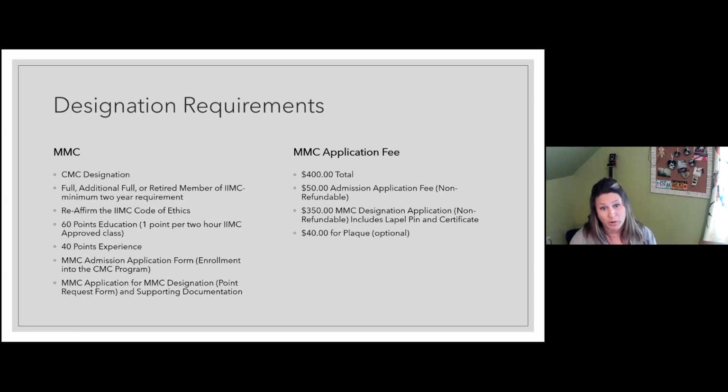All of your education points with your MMC have to be obtained and dated after your CMC designation. So in other words, you can't use any education points that you used for your CMC. The MMC education points must be dated after your CMC designation. So for example, I obtained my CMC in June of 2017. All of my training and participation in classes for my MMC all have to be dated after 2017 or they're not accepted. And for your MMC for experience, you need 40 points.